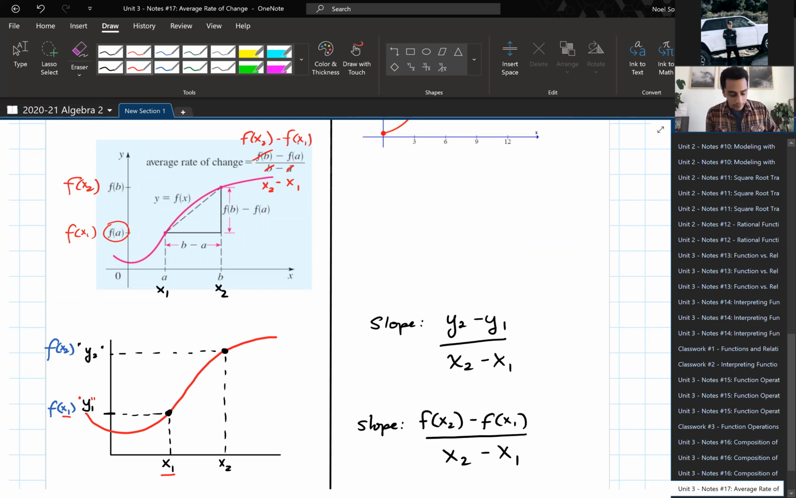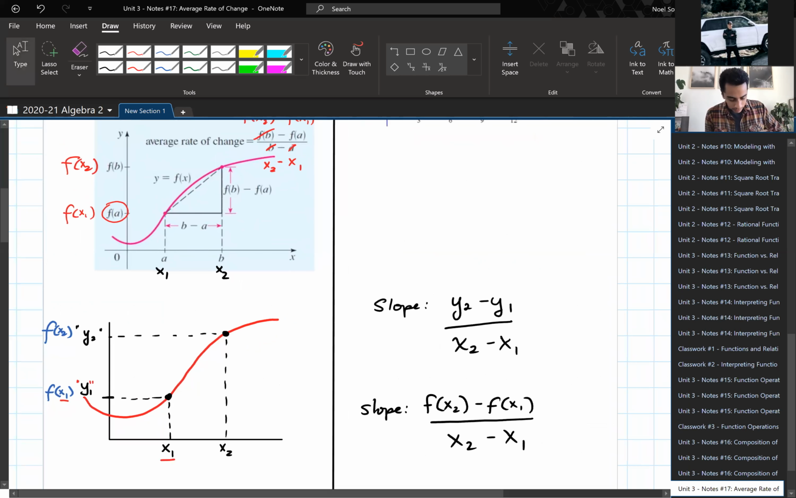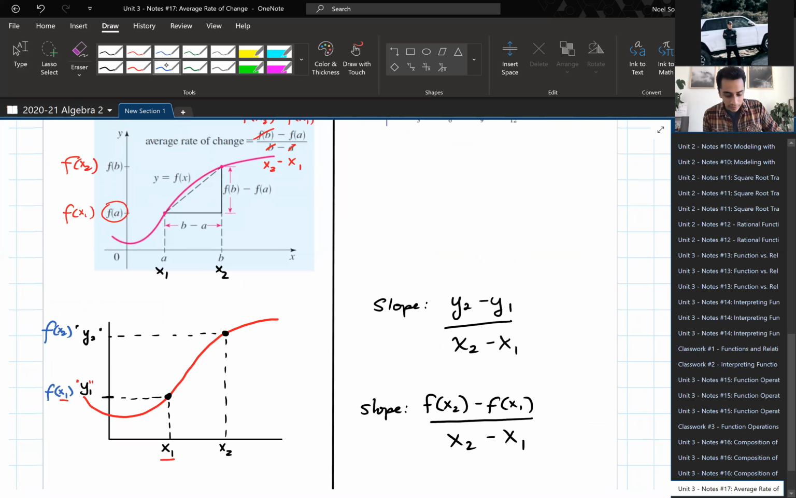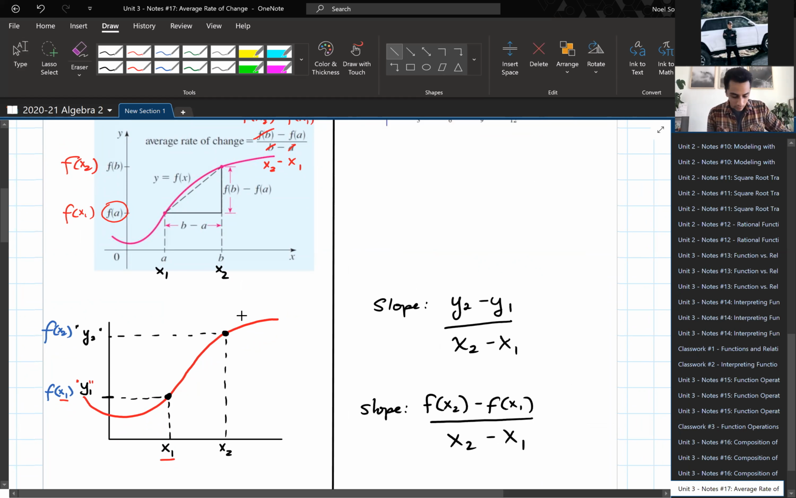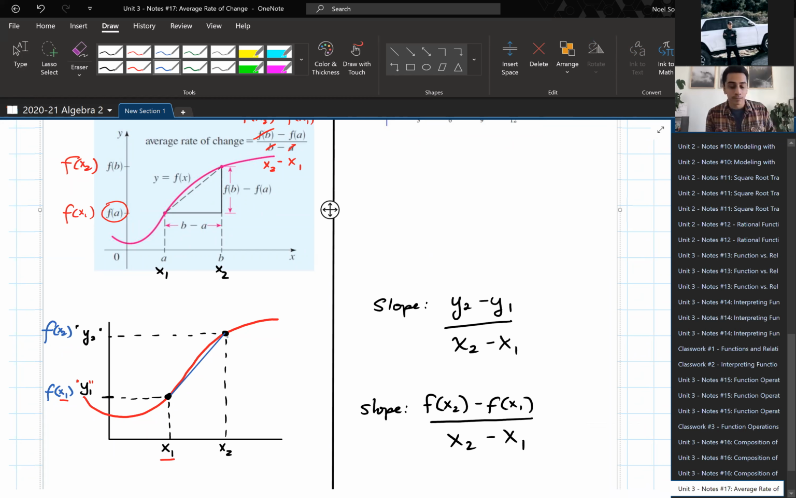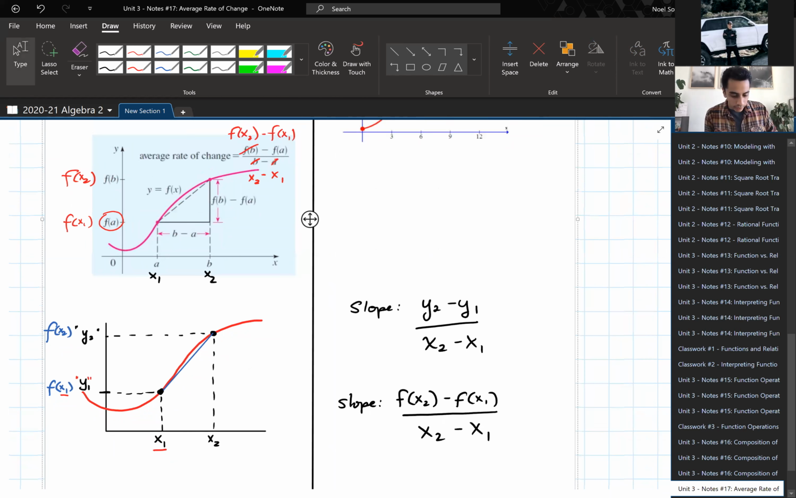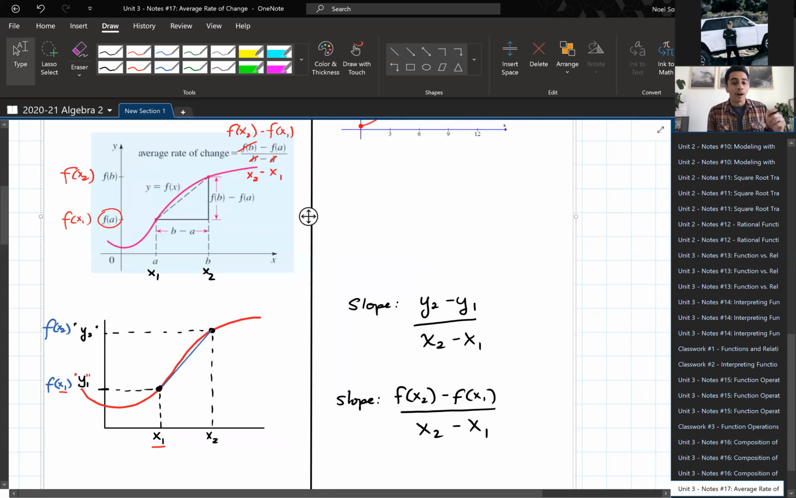So what is it that this formula gives us? It gives us the slope between these 2 points. The slope is just the rise over the run connecting these 2 points. It's the slope of this line, the slope of the blue line between the first point on the curve and the second point on the curve. That's all it is. It's the average rate of change. It's just a slope.